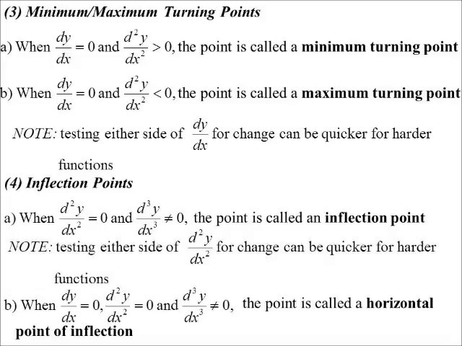Now we have these special inflection points. It's an inflection point that is also a stationary point, just like our basic cubic over there at 0, 0, horizontal point of inflection. Horizontal point of inflection.